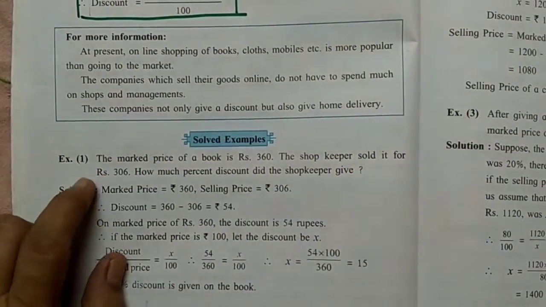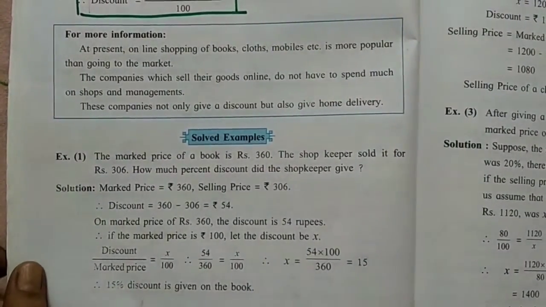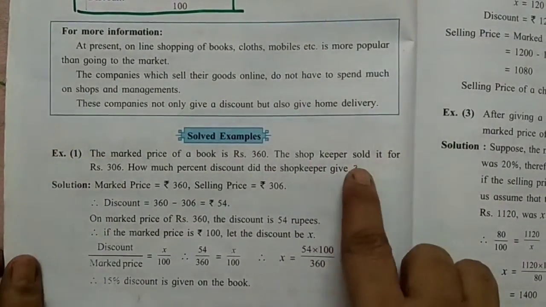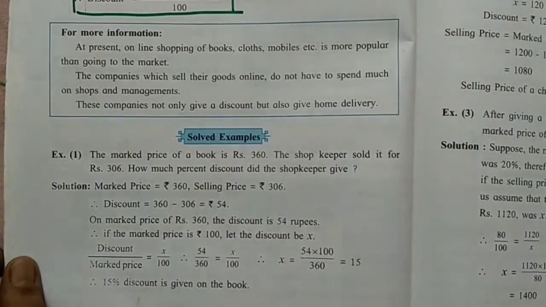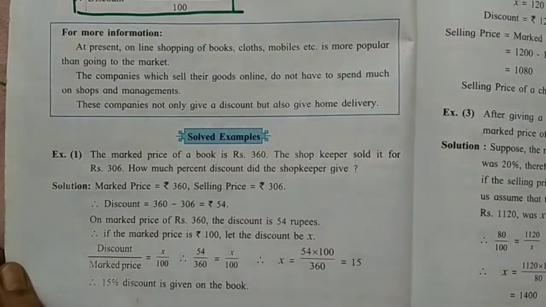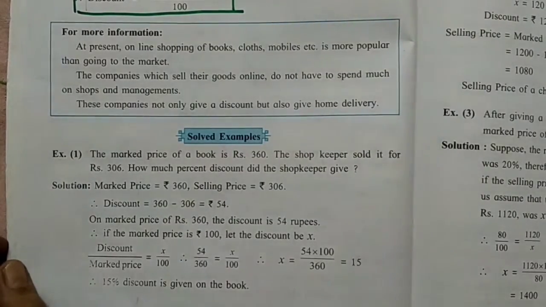The marked price of a book is rupees 360. So one book in the shop, the price on the book is 360. The shopkeeper sold it for rupees 306. How much percent discount did the shopkeeper give? So the price was 360, but the shopkeeper sold it for 306. How much discount has he given?